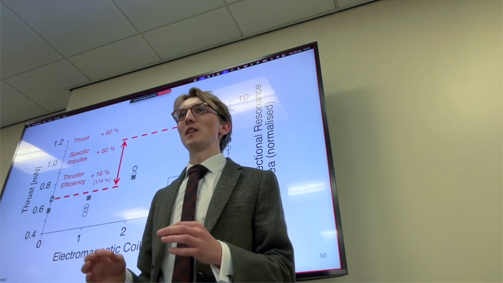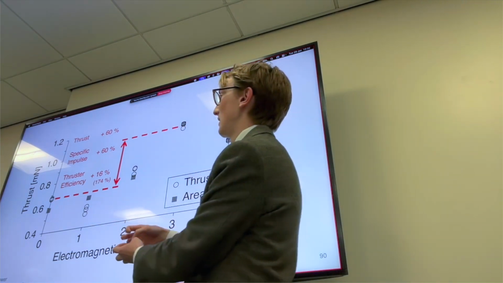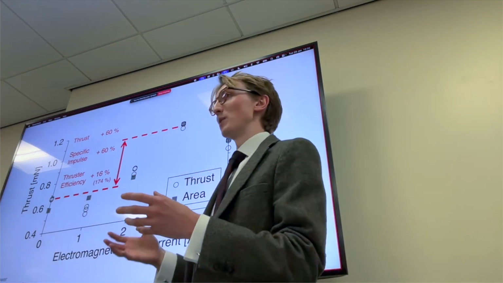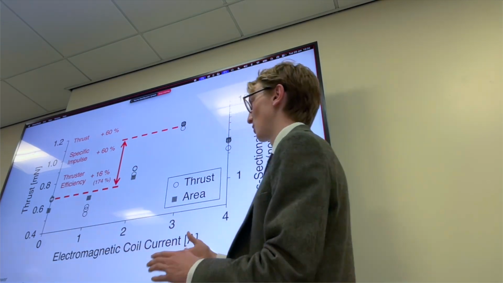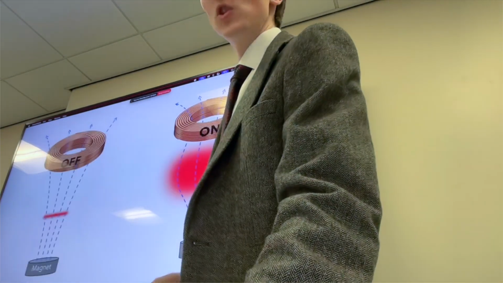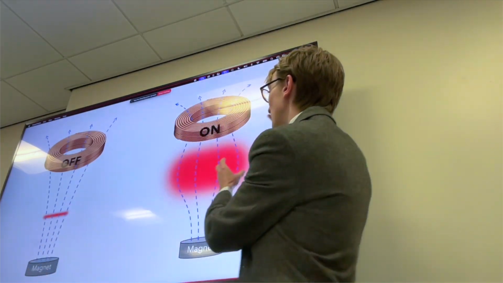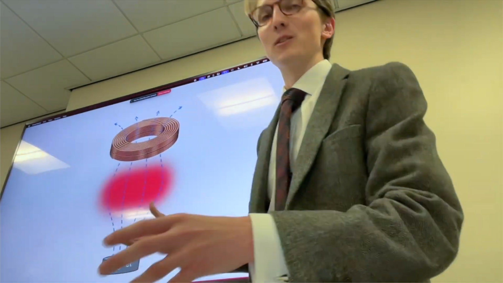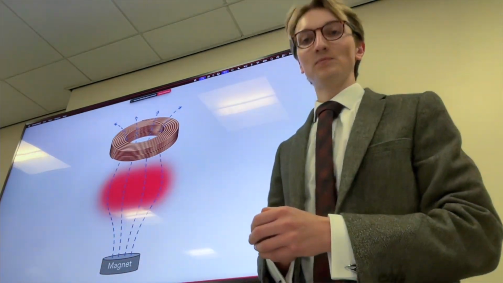So it would be really great if there was some way of increasing the area of the red resonance region without expending power to these electromagnetic coils. So in conclusion, thin resonance region versus thick resonance region, which is better? The thick resonance region has higher performance.